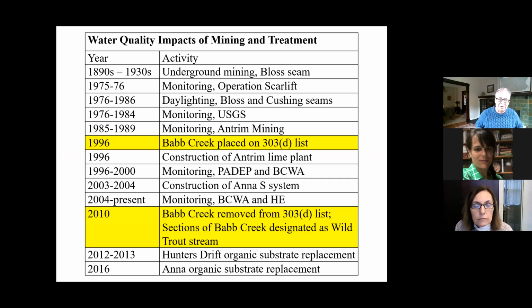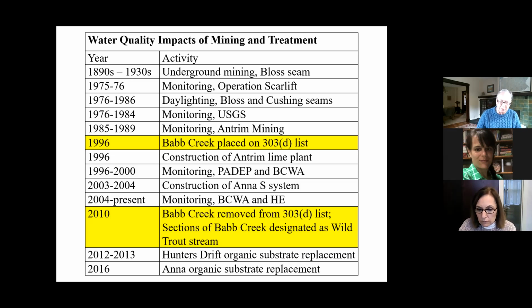What's been the result of all this work? Well, the big result of this work is that we got good water quality, as you can see. And in 2010, Babb Creek was removed from the 303D list. Parts of the stream are now designated as wild trout. Pine Creek also got removed from the 303D list.